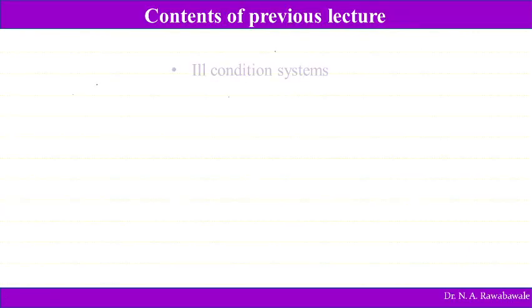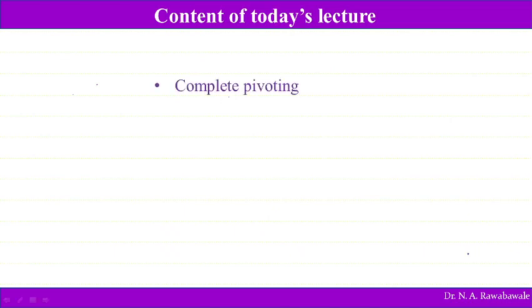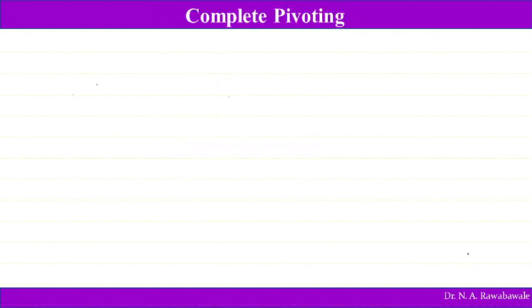In the previous lecture we have discussed ill conditioned systems of algebraic equations and partial pivoting. Today we are going to discuss complete pivoting and scaling, then the combination of scaling and pivoting. So yesterday we considered one set of equations. Those set of equations are like this.